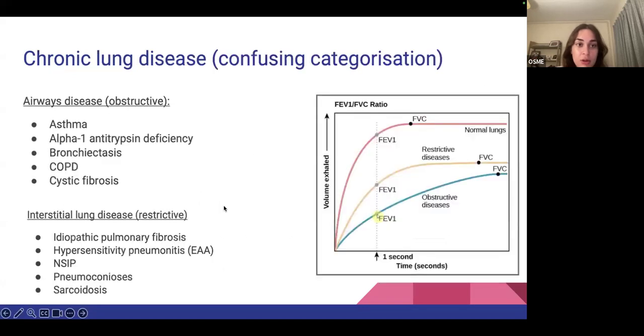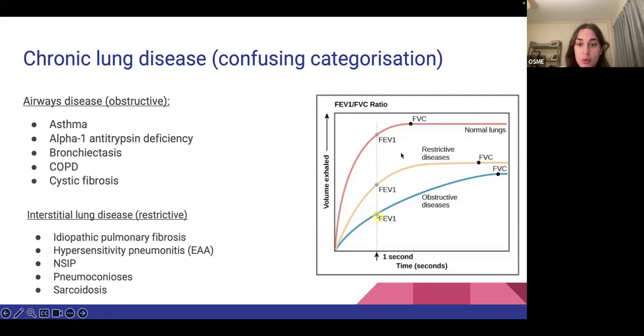Okay, so chronic lung disease. We're moving on from cancer and TB. There are two types of chronic lung diseases: obstructive and restrictive lung diseases. The way I remember it is that obstructive lung diseases can be learned as ABC, so AABCC: asthma, alpha-1 antitrypsin deficiency, bronchiectasis, COPD, and cystic fibrosis. And then the rest of them are restrictive.